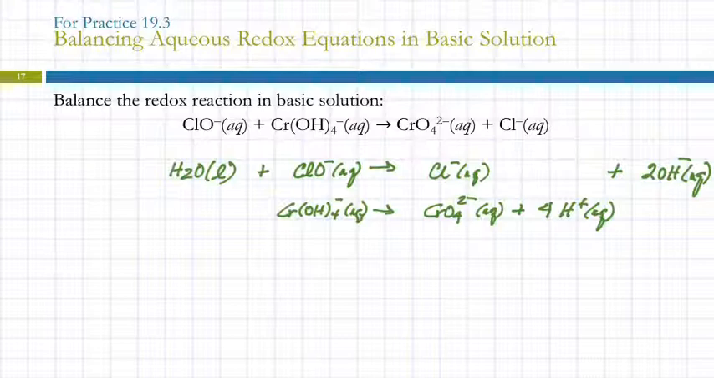But we can't have hydrogen ions hanging around, right? Because this is in basic solution. So I have 4 hydrogen ions. I'm going to add 4 hydroxide ions. And if I do it to one side, I have to do it to the other side. And then I say to myself, well, 4 hydrogen ions and 4 hydroxide ions, that's 4 water molecules. So I'm going to erase those and write 4 H2O.